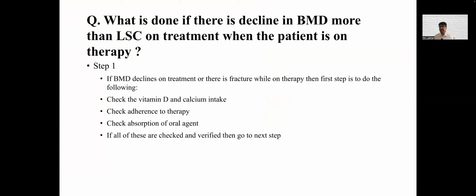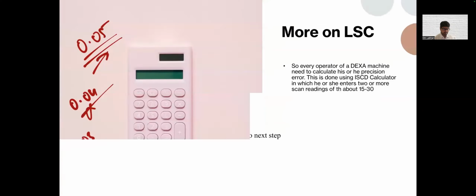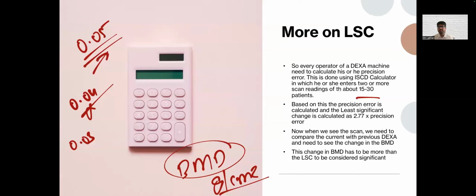Now, if you have a decline in BMD in a patient on treatment, so you have a patient who is on treatment and the current BMD value is less than the previous BMD value, and it is more than the least significant change. So let's say the difference is 0.05, so you have reduced bone mineral density by 0.05 at the femoral neck. The least significant change was 0.04. That means there is a significant decline. Then what do you do in this situation?